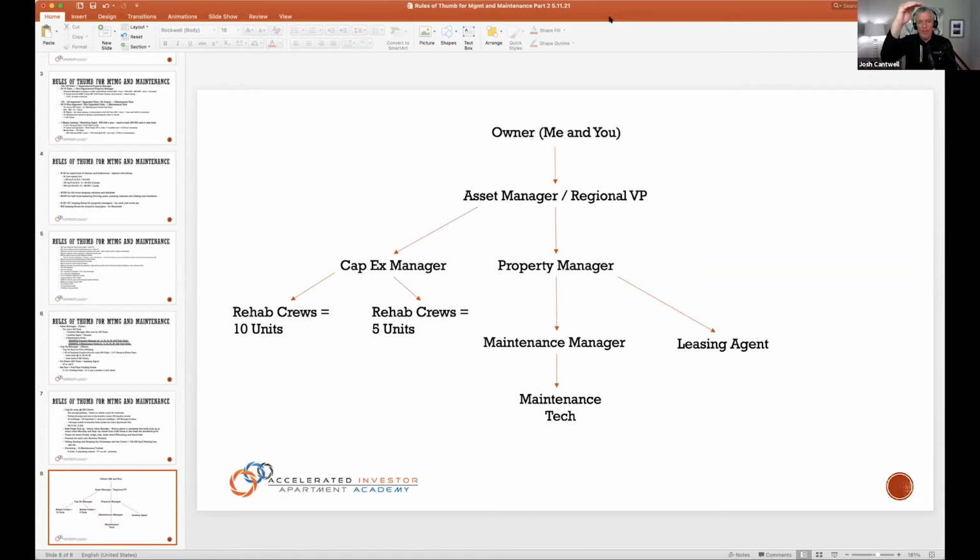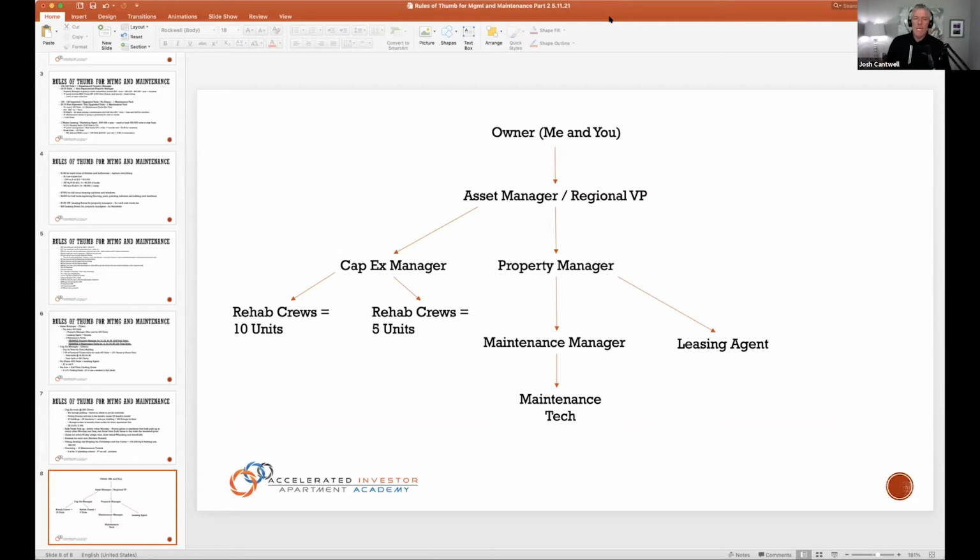You're sitting at the top of the pyramid. You manage the asset manager or the regional below you, and you make sure that they manage the property managers, who manage the maintenance managers, who manage the maintenance techs, and the property manager also manages the leasing agent. So you could stand that whole thing up, maybe pay about $50,000 for a property manager, about $35,000 to $40,000 for a maintenance manager, and about $35,000 to $40,000 for a maintenance tech. And a leasing agent's typically going to make half of the first month's rent in a commission for placing a new tenant, and then $125 to $150 for renewals.